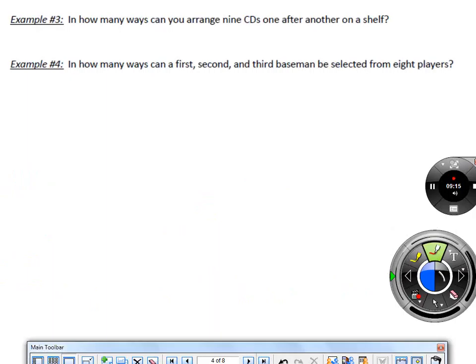All right, so how many ways can you arrange 9 CDs one after another on a shelf? Okay? So what are the ways that we could do that calculation? Savannah?